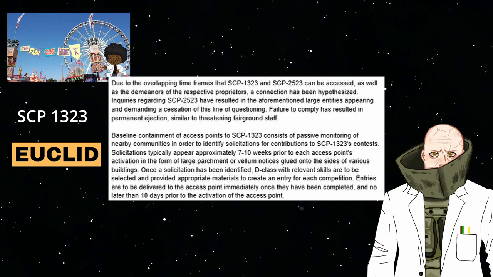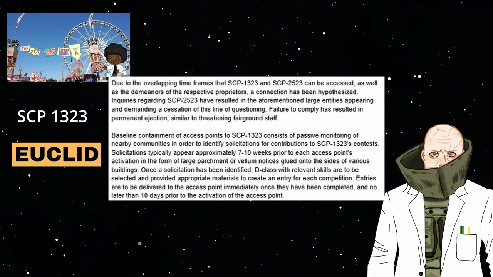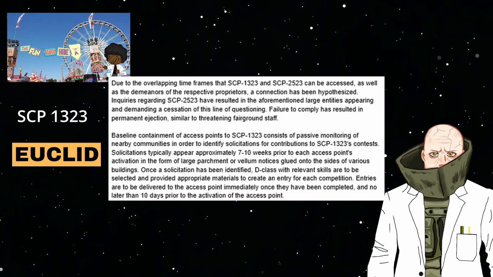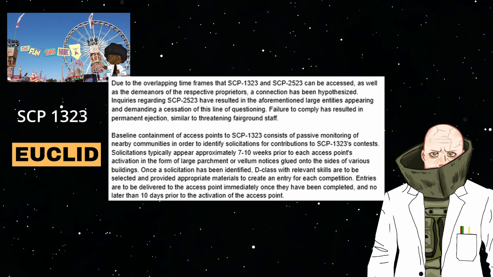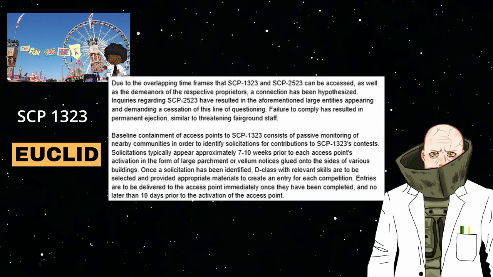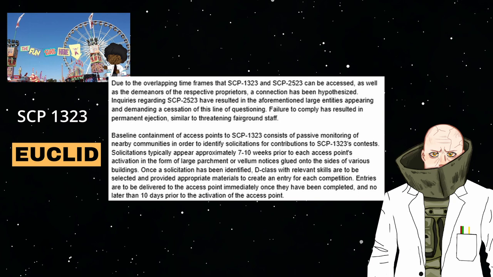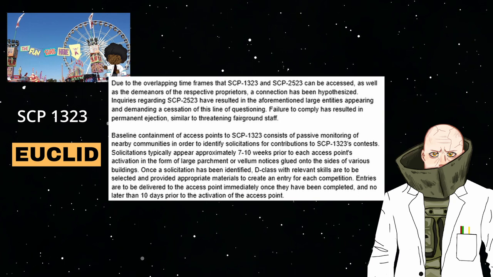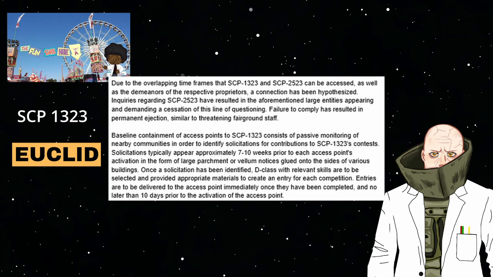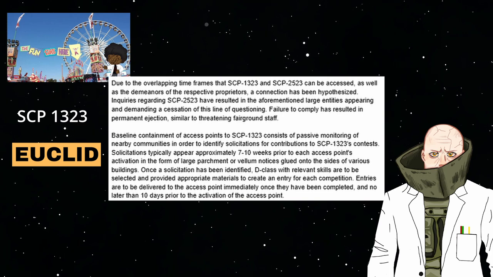Baseline containment of access points to 1323 consists of passive monitoring of nearby communities in order to identify solicitations for contributions to 1323's contests. Solicitations typically appear approximately 7 to 10 weeks prior to access point activation in the form of large parchment or vellum notices glued onto the sides of various buildings.